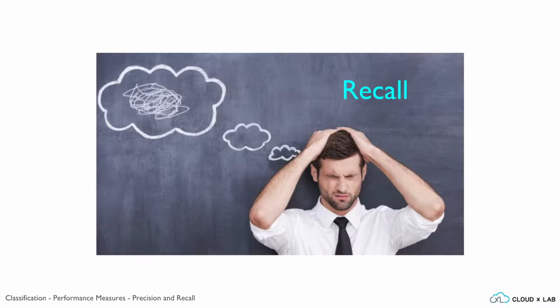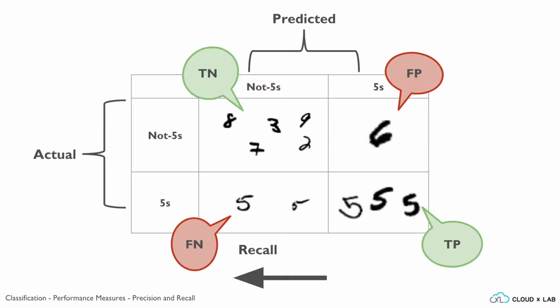In real life, recall means to remember something learnt in the past. For the 5 detector, recall is the measure of what proportion of images that were actually 5 were classified as class 5. Here, there are total 5 images of digit 5 and the 5 detector classified only 3 of them as fives. So, the recall is 3 out of 5. In other words, recall is about classifying all the images of 5 as fives.